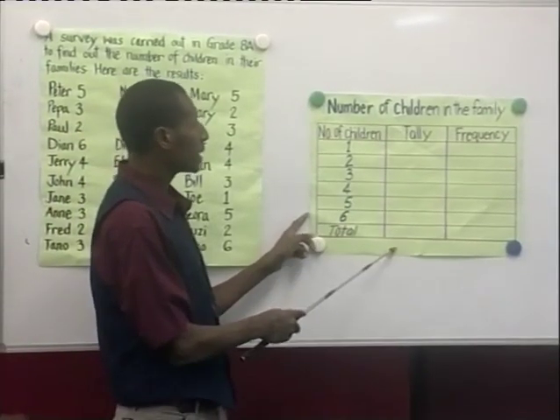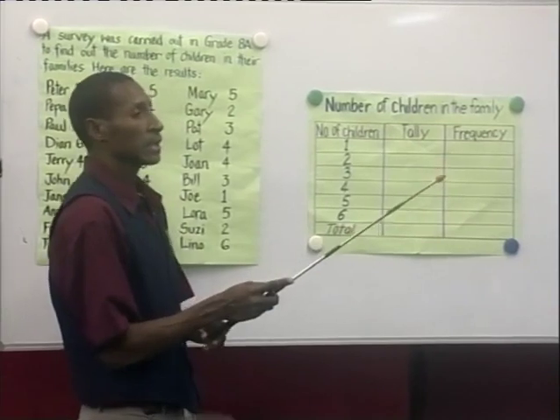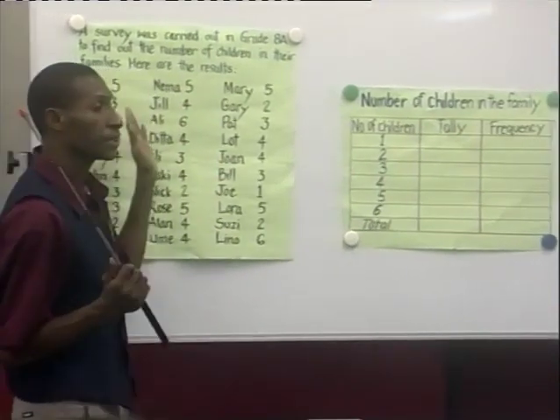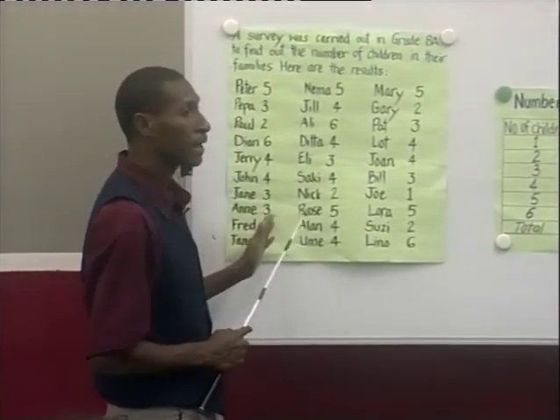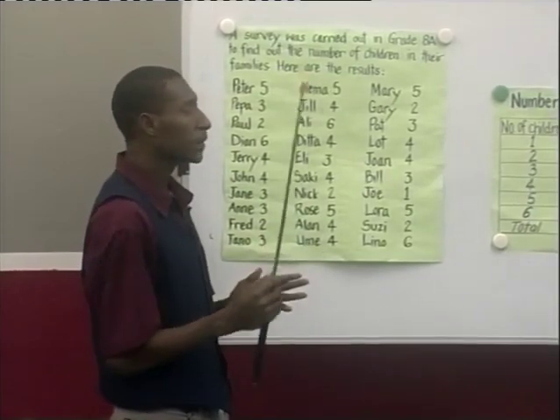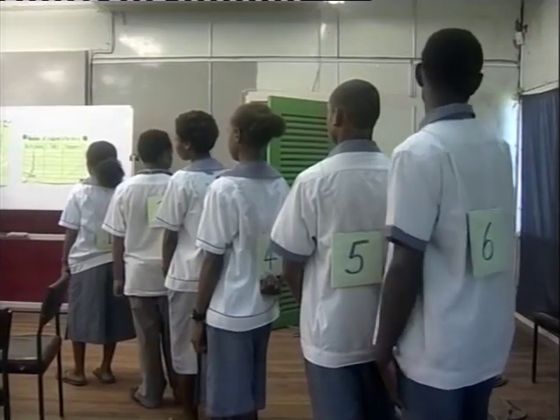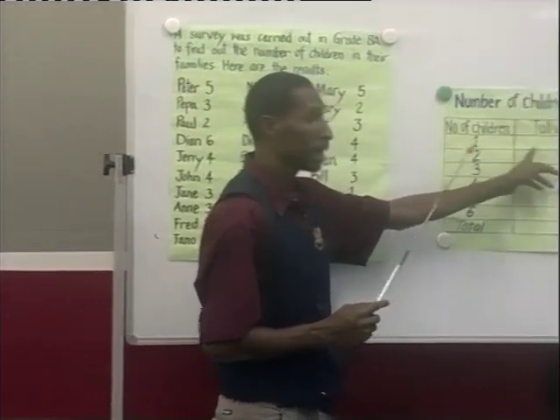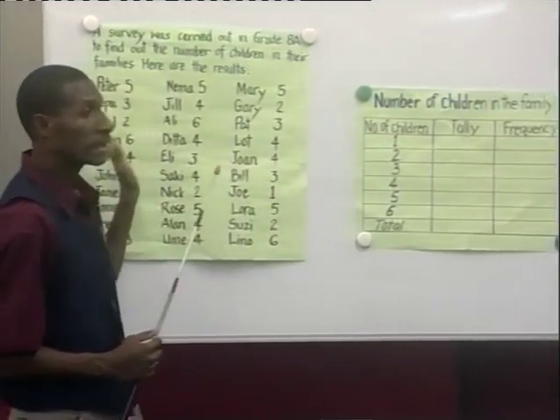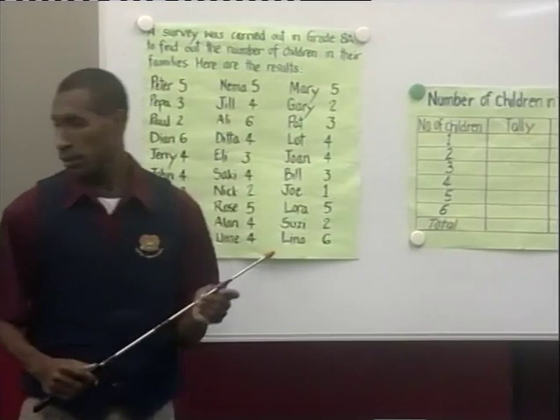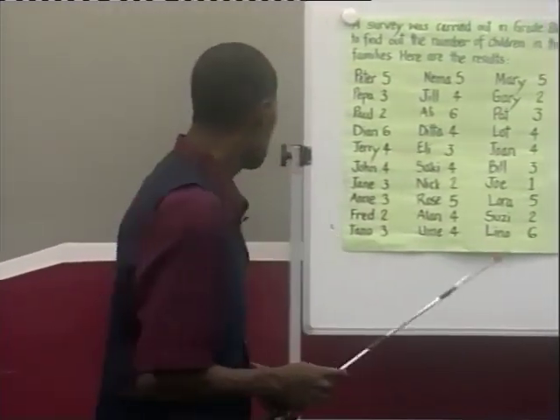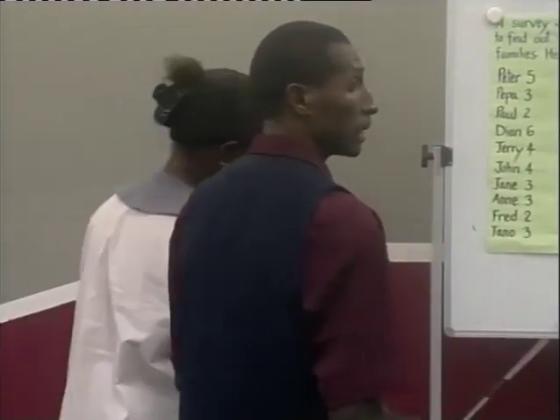Students, we are going to fill in the tally column. So these 6 students, as Christina reads the data from here, whatever number is being called, you must come and write a number according to the data that is called. So, Christina, I'd like you to call the data.